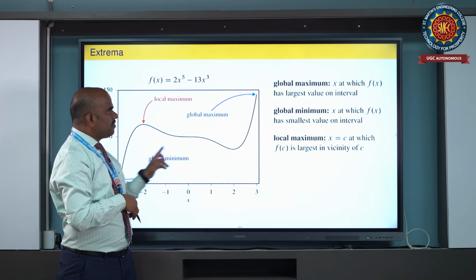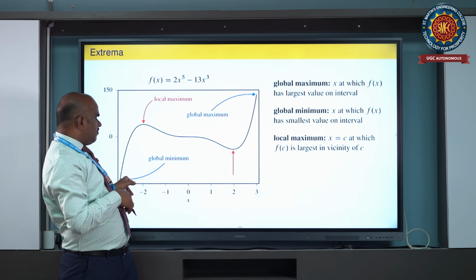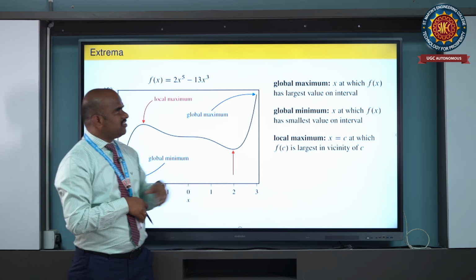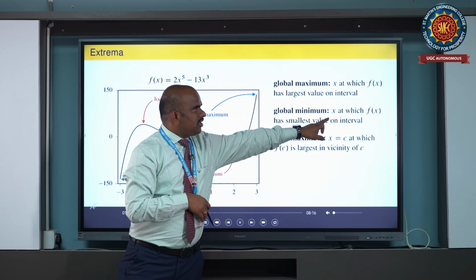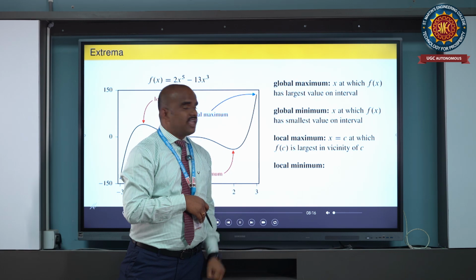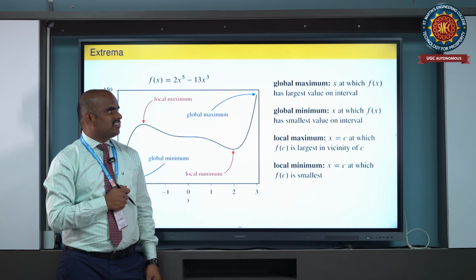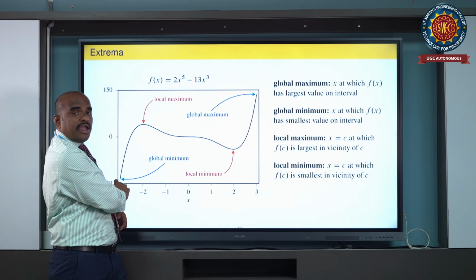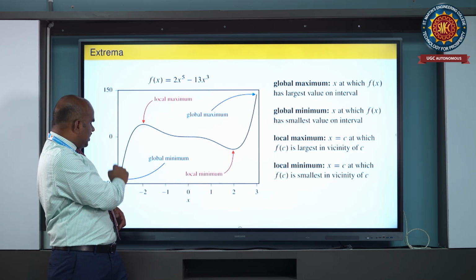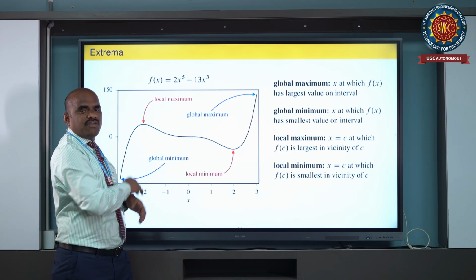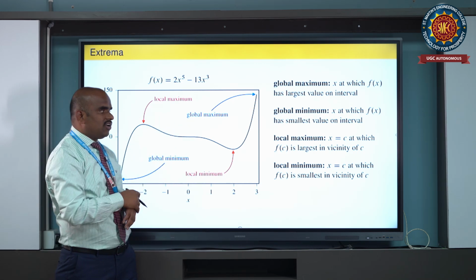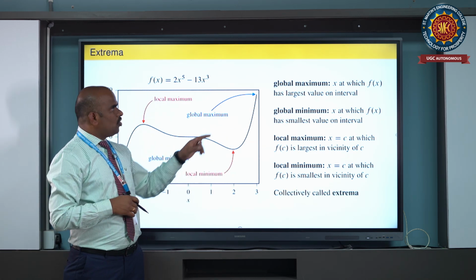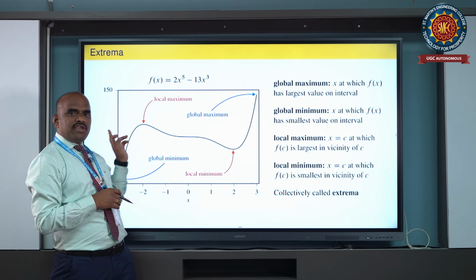And in this interval, for what value of x does the function attain the minimum, that is the global minimum. The global minimum is the value of x at which f of x has the smallest value in the entire interval. So at x equal to minus 3, the function attains the minimum value in the entire interval. So x equal to minus 3 is called the global minimum. Here the global maximum is 3 and the global minimum is minus 3.